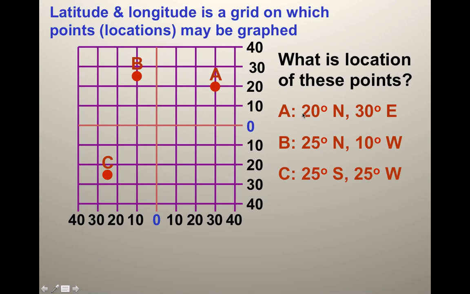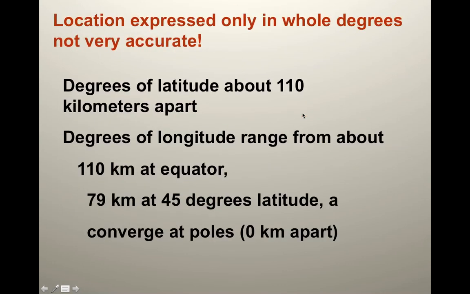Hopefully you got those correct. Now, when we're using whole degrees, which is what we're going to use on the worksheet that we're going to do together here in a few minutes, whole degrees are not very accurate. A degree of latitude is about 110 kilometers apart.